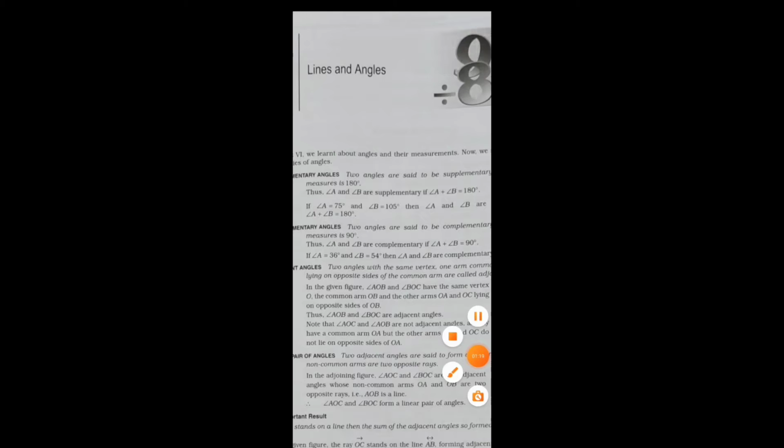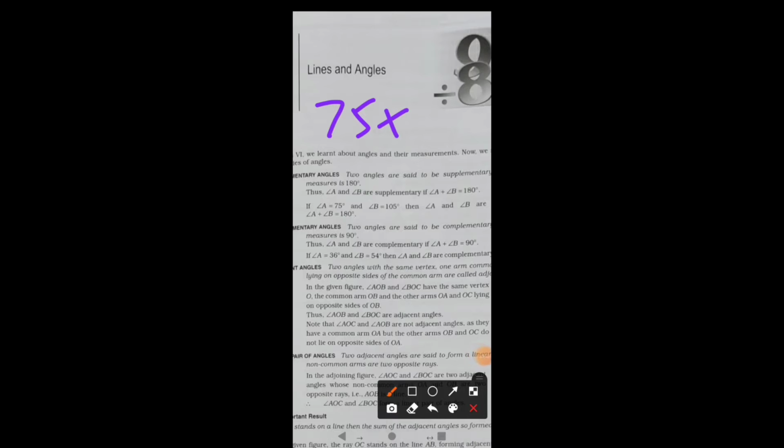For example, there is given angle A of 75 degree and angle B of 105 degree. So their sum we will find. These are supplementary angles. How? Because their sum means 75 plus 105, it will be equal to 180 degree, their sum. So we can say that the angle A and B are supplementary angles. Why? Because their sum is equal to 180 degree.